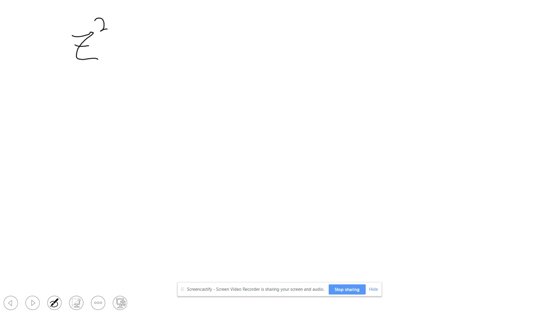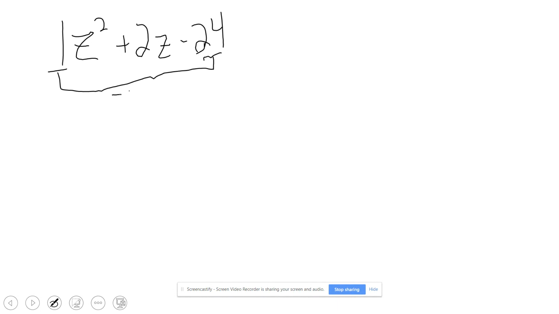Z squared plus 2z minus 24. So again, I'm putting a 1 there. Is there an overall greatest common factor that we can reduce by? No. 1 times negative 24 is negative 24. So we need two numbers that multiply to negative 24, but add to positive 2. So because we're multiplying by a negative, we know they have to be opposite signs.